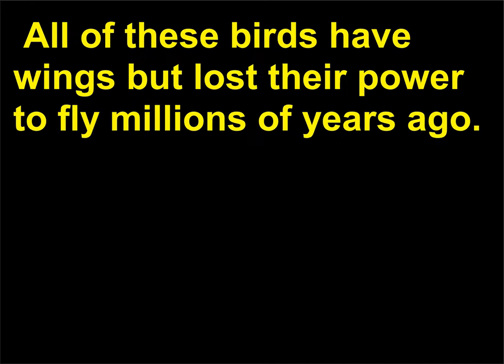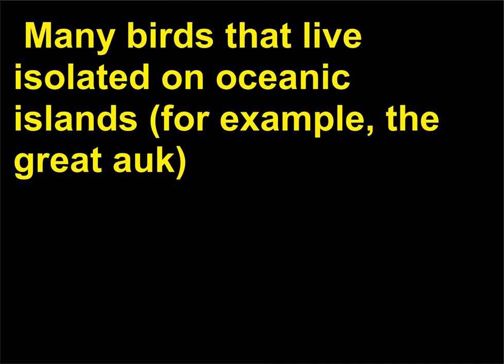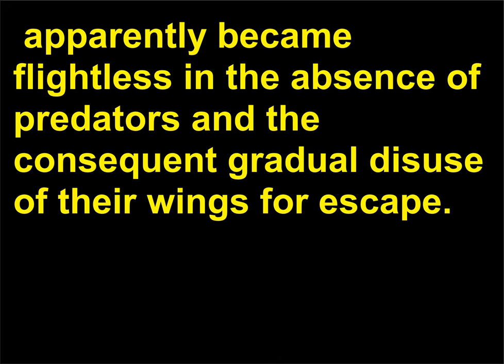All of these birds have wings but lost their power to fly millions of years ago. Many birds that live isolated on oceanic islands, for example, the great auk, apparently became flightless in the absence of predators and the consequent gradual disuse of their wings for escape.